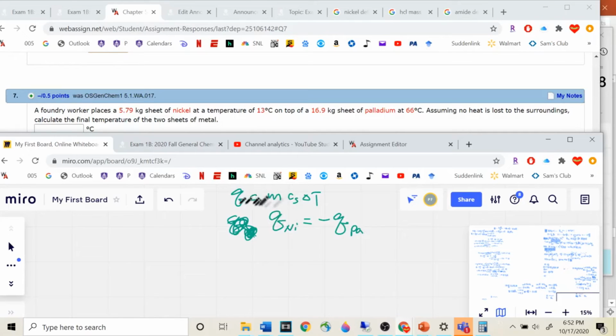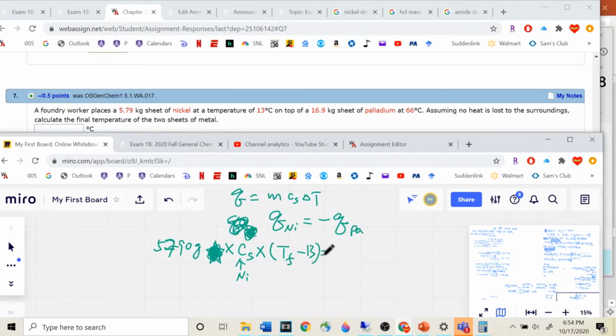Now, let's apply this key equation right here. Let's do nickel first. We have 5.79 kilograms. We can easily convert that to grams. That should be 5,790 grams times Cs. That's for nickel. And then times the temperature change, Tf minus the initial temperature for nickel, which is 13.